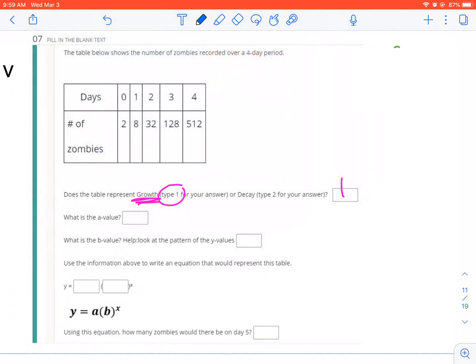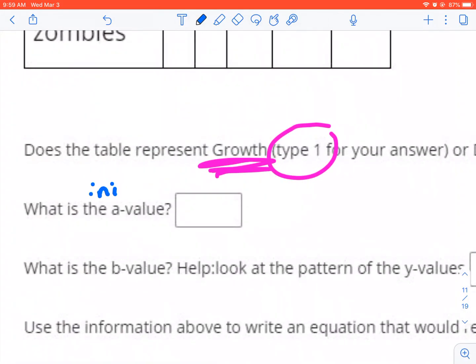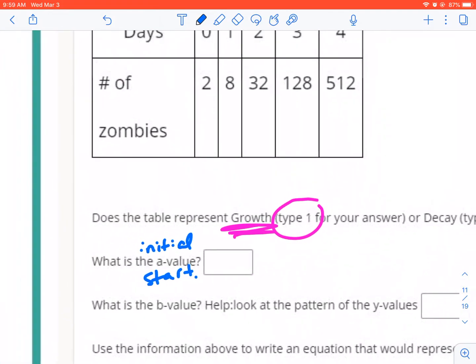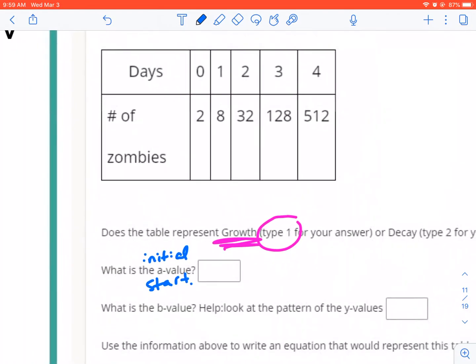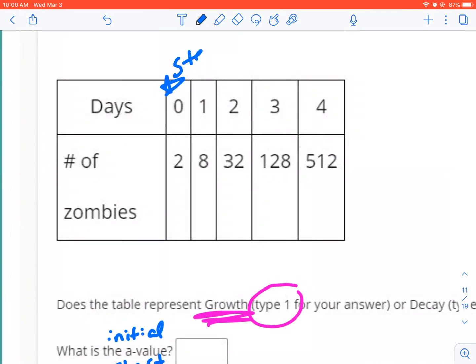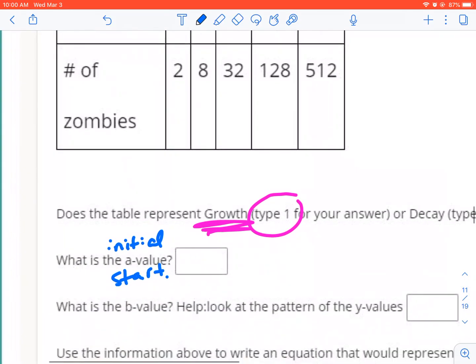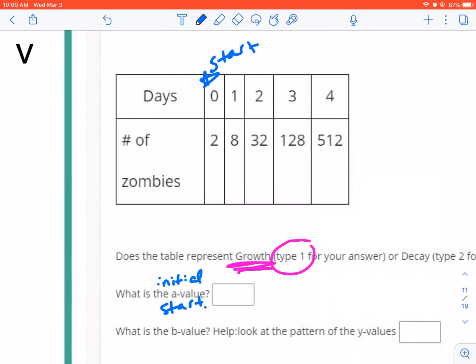Remembering that A means our initial value, which is another way to say what are we starting with. So when our experiment, when our observation begins, the timer, the stopwatch, the whatever is at 0. This is where we start. So how many zombies do we have at that start, at 0? Our timer, our stopwatch is on 0, and the answer is 2.